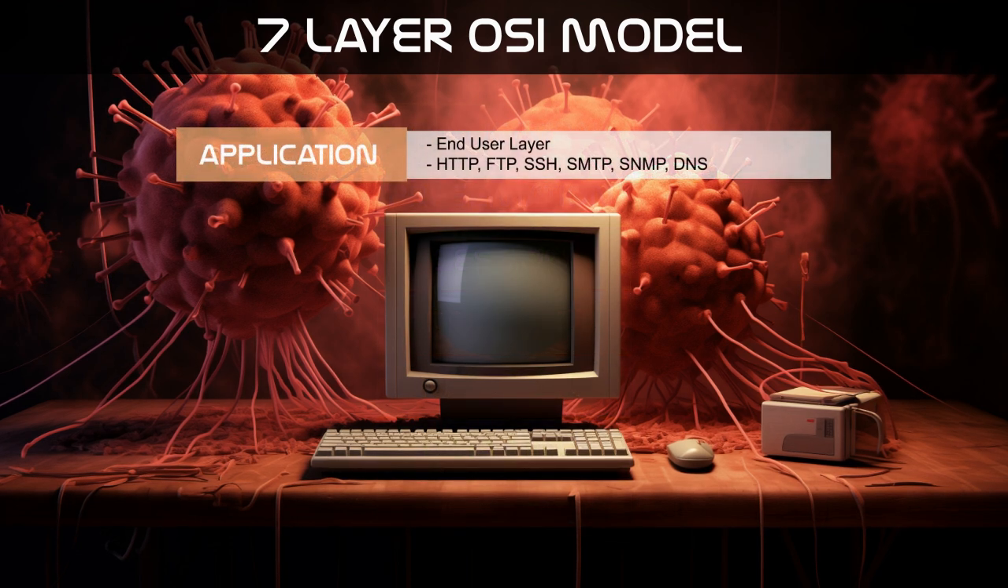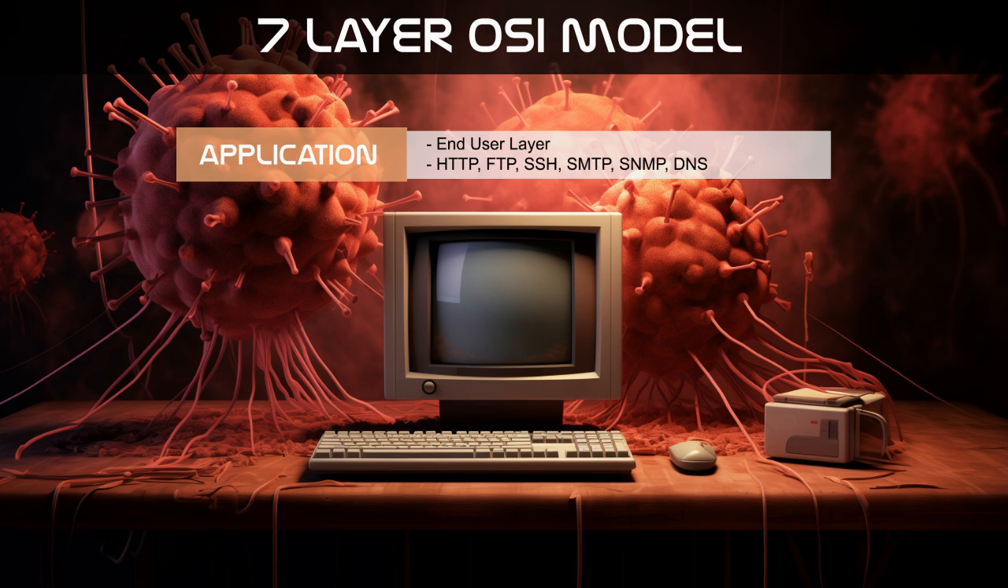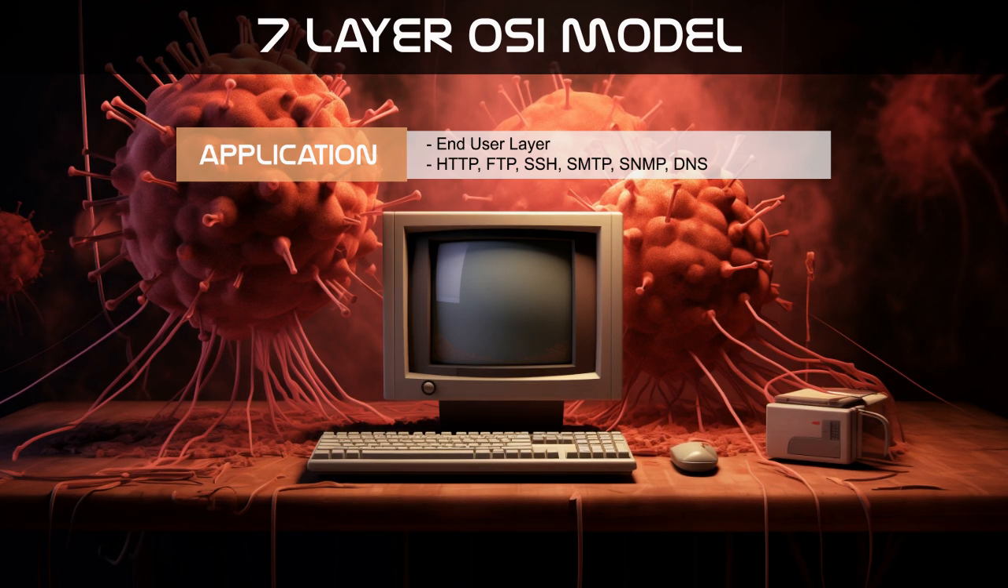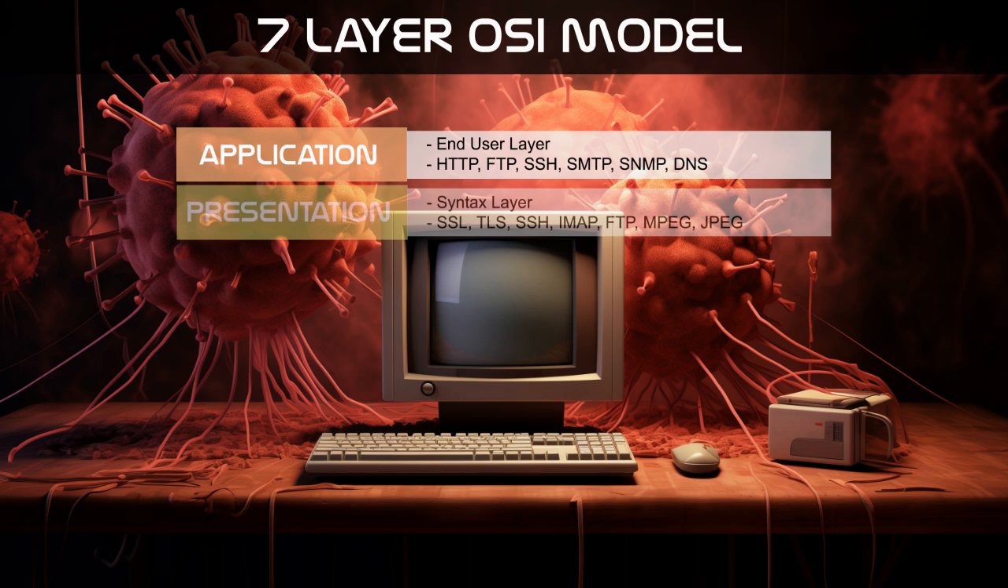The application layer provides network services directly to end-user applications. This is the layer where user interface and application services operate. This layer includes protocols used by applications to communicate over the network, such as HTTP, FTP, SSH, and SMTP.